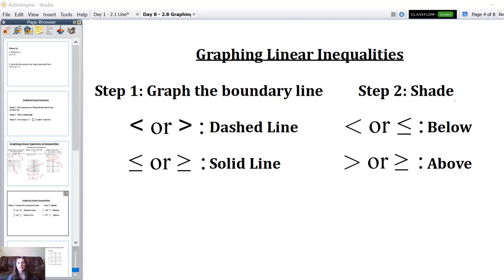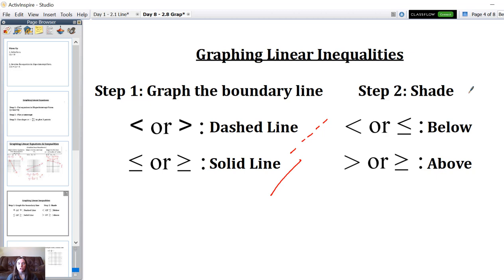Now let's talk about graphing linear inequalities. When we graph these, you're going to have a boundary line where that inequality is, and that line will either be dashed or solid depending on which sign you have. If it's strictly less than or strictly greater than, it's a dashed line. It'll look something like this. If it's less than or equal to or greater than or equal to, it'll be a solid line.